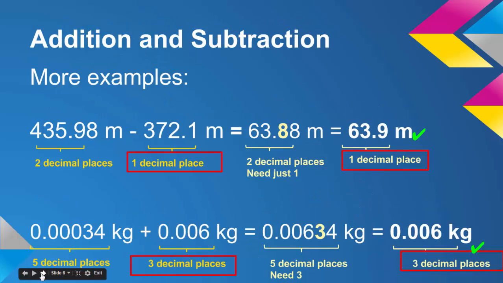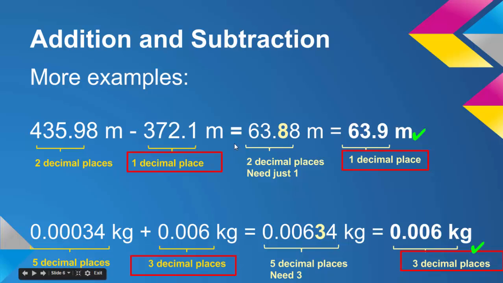So here we have more examples on addition and subtraction. Let's take a look at the first one. We have this number, and remember, with addition and subtraction, we're not going to look at the significant figures, but at the decimal places. Those are the ones that are interesting here. We have 2 decimal places. It goes all the way to the hundredth place. This number here, 372.1, has just 1 decimal place, so it's the tenths.